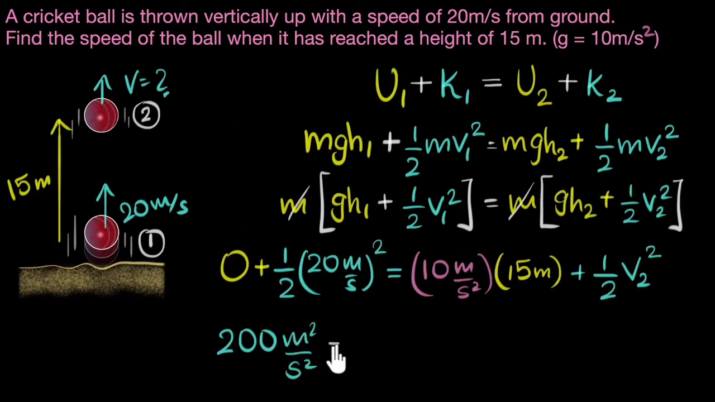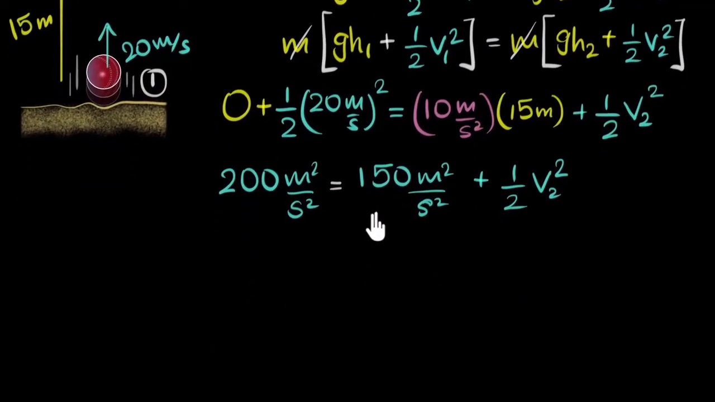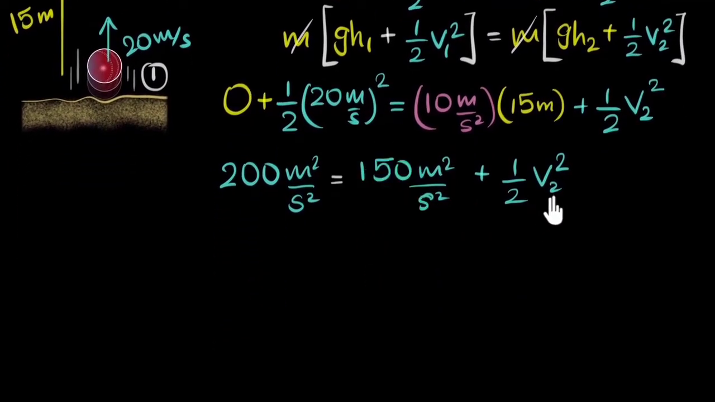And that equals, let's see what I get here. 10 into 15 is 150. So I get 150, again, meter squared per second squared. Oops, second squared, plus half v2 squared. Okay, let's move down so that we can make some space. Now, since I want what v2 is, let's subtract 150 on both sides.